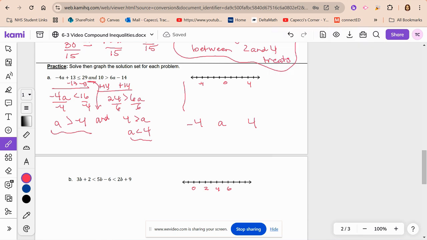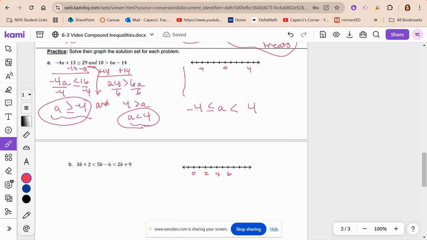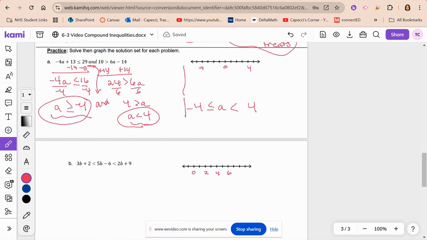So I am actually, I made a mistake here. I got to go back and fix it. That's a is greater than or equal to negative 4. So in looking at this, I'm pointing to the negative 4. I'm going to point to the negative 4. Right here, I have a is less than 4, so I'm going to slide that in. Okay, so this is going to be my final inequality here.